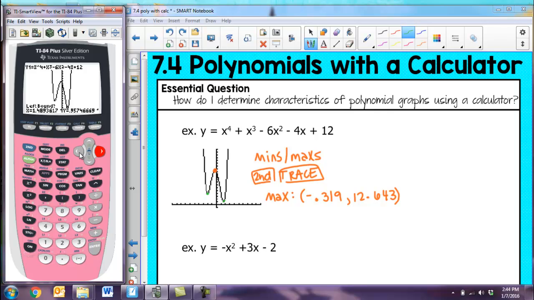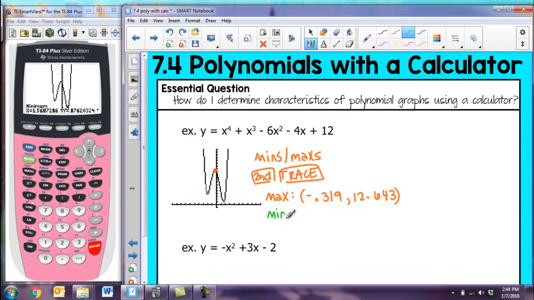So I'm on my bottom point, go to the left a little, go to the right a little, go guess it. You do not have to guess it if you don't want. And then so one of my mins is going to be at positive 1.569 if I round, and then 0.876. I already found the other one, so I'll just tell you what it is, and of course it was the prettiest one on here, and it was -2.4.